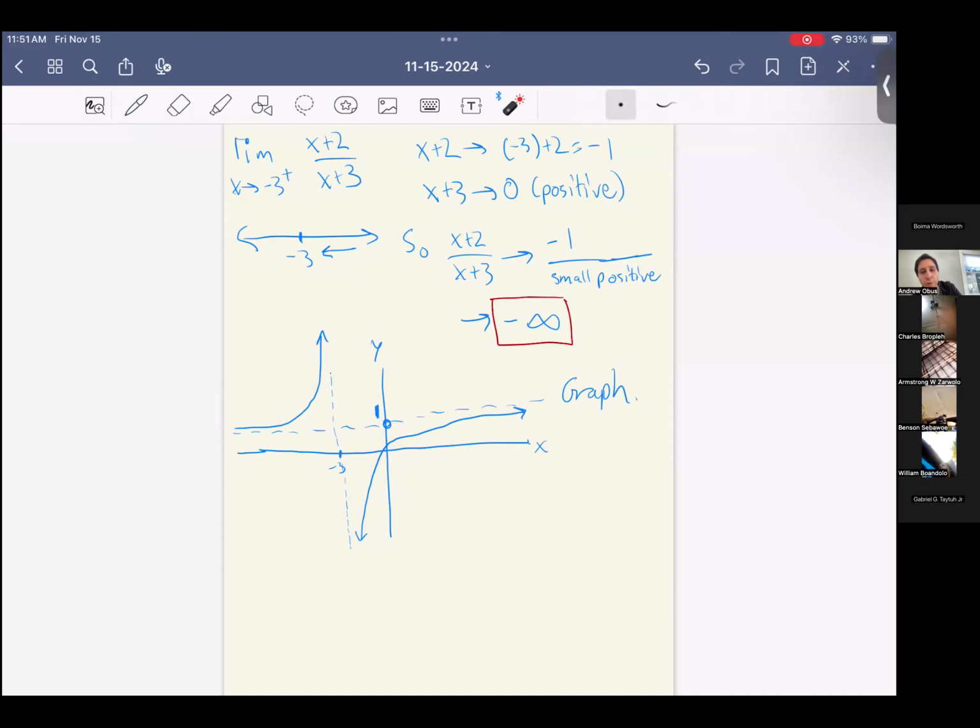Okay, and you have to do this reasoning because you can't just plug in -3. Because if you try to plug in -3, the denominator is 0, so you don't get a number that makes sense. Okay. All right. Any questions?